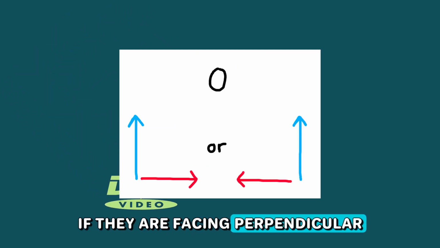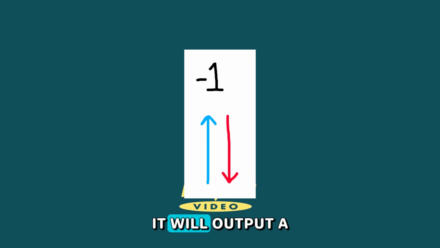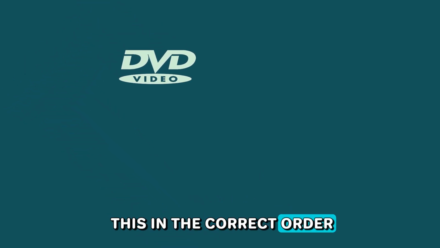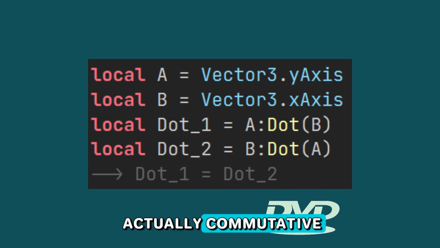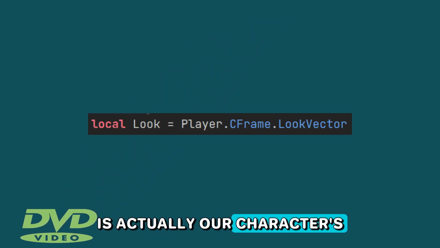If they are facing perpendicular, the dot product will output a value of 0, and if they are facing completely opposite directions, it will output a value of -1. And don't worry about doing this in the correct order. The dot product is actually commutative, meaning the order doesn't matter. Now, in this case, our second vector that we will be using is actually our character's look vector.